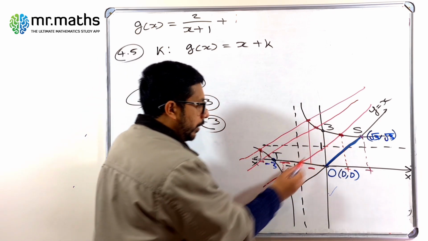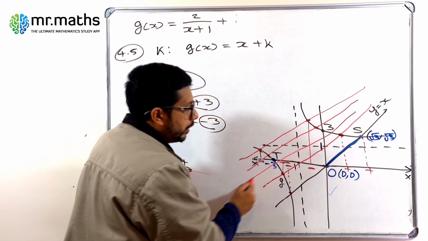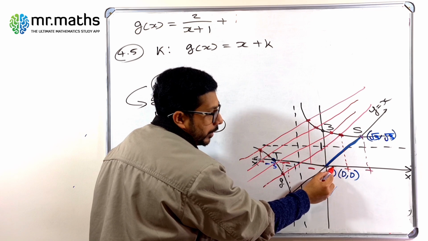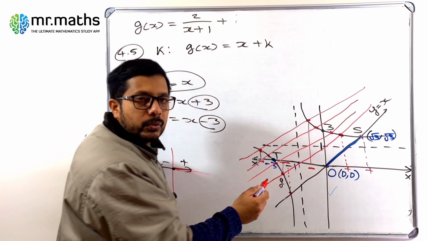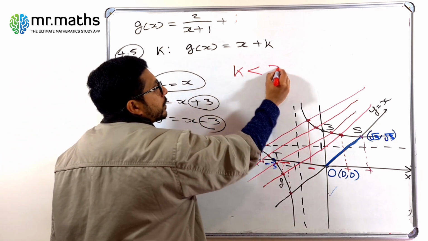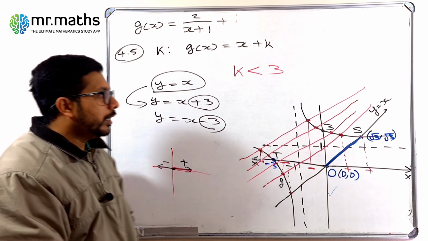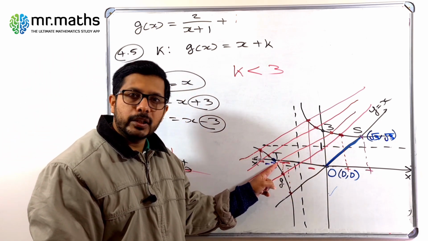One is positive and one is negative. So if I draw a line below that 3, here you can also see this one is on the positive side, am I right? And this one is on the negative side. Okay, so it means that the value of k must be less than 3. Then only you will get one positive and one negative root.